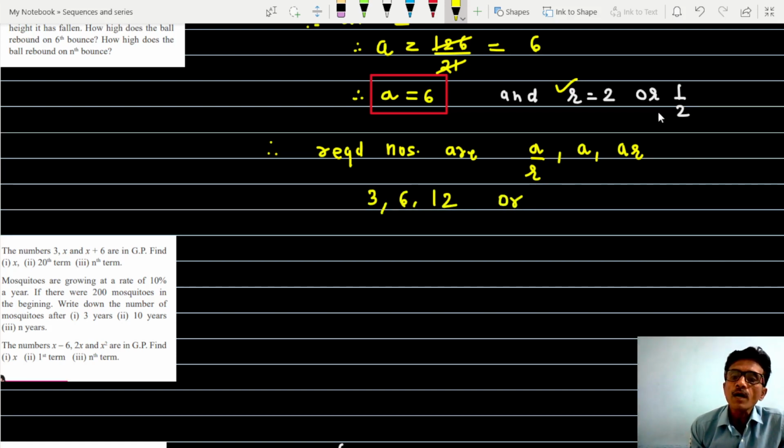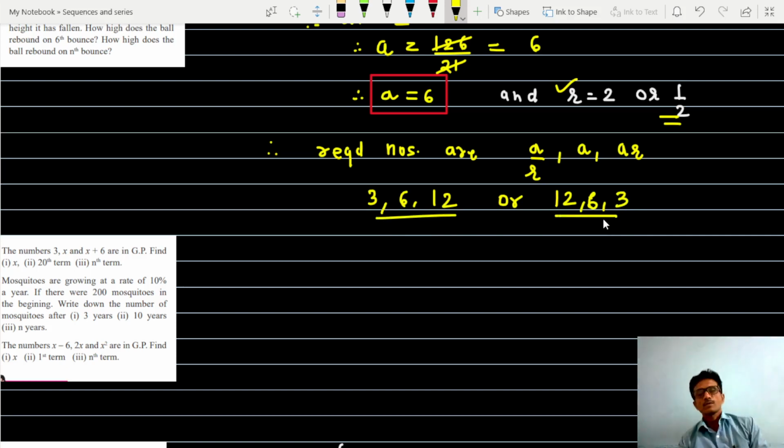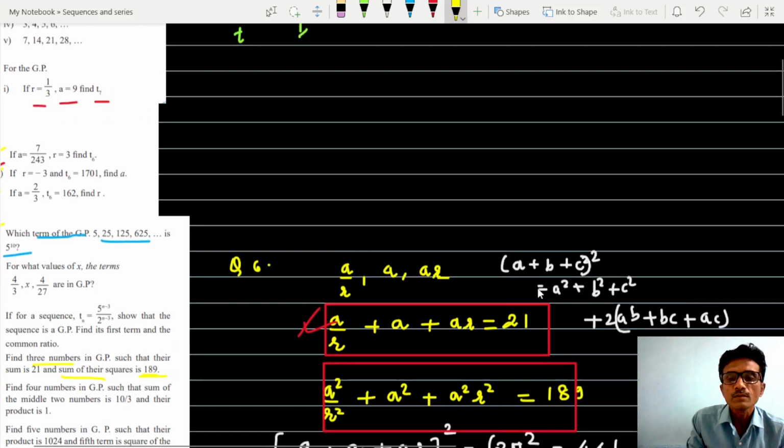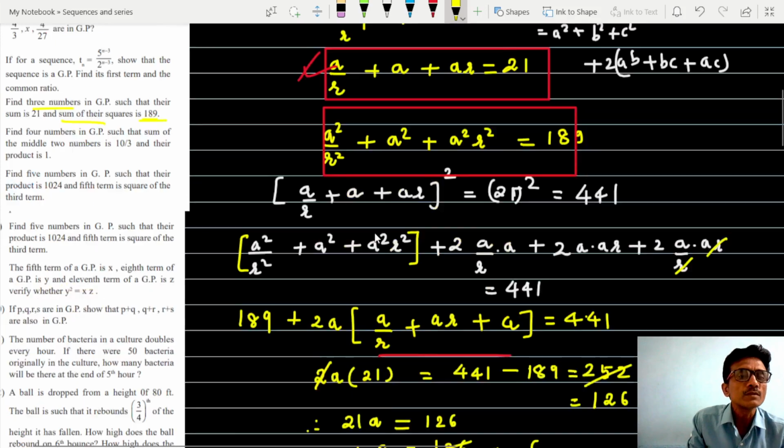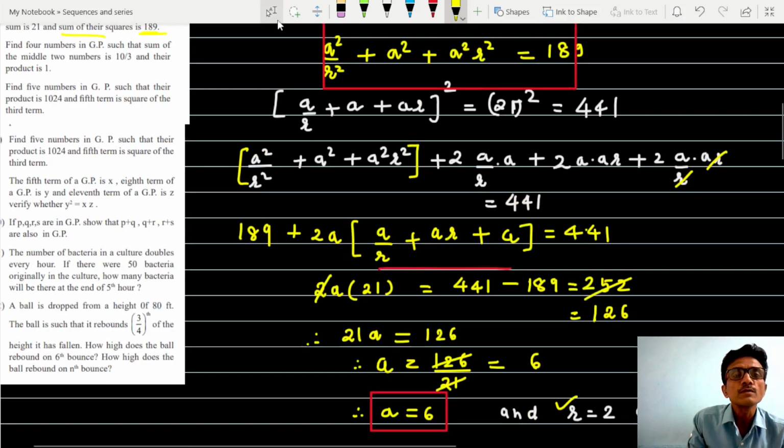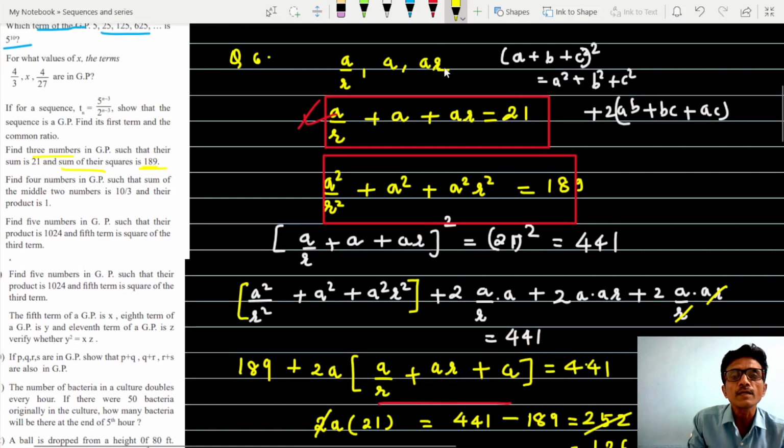Or if you take r is equal to 1/2 and a is equal to 6, then a upon r means 6 upon 1/2 that is equal to 12, 6, and a means 6 into 1/2 that is equal to 3. So you are getting the numbers in GP. So either 3, 6, 12 or 12, 6, 3 are the numbers in GP. Next question, this was the question of 3 numbers in GP. We take the numbers like this and use the conditions. These are the 2 conditions. So accordingly we will solve this.